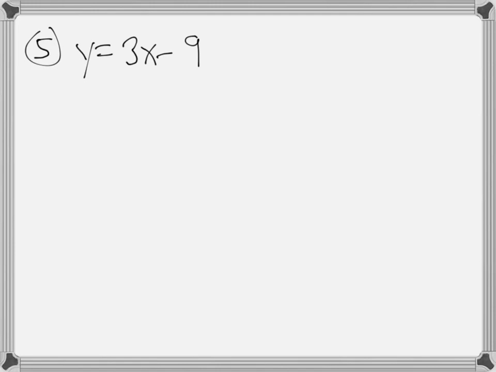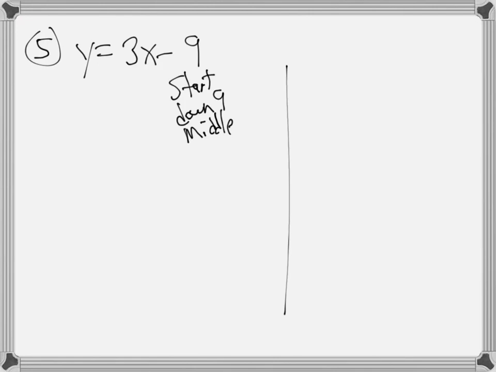So where do we start? 9. Yeah, that's going to be down 9 in the middle, huh? So it's not left or right, it's down or up. So it's going to be down 1, 2, 3, 4, 5, 6, 7, 8, 9. Well, negative is down, positive is up. Oh, because it's negative 9. Yeah, exactly. So down 9 because of the negative. So that's our first dot.